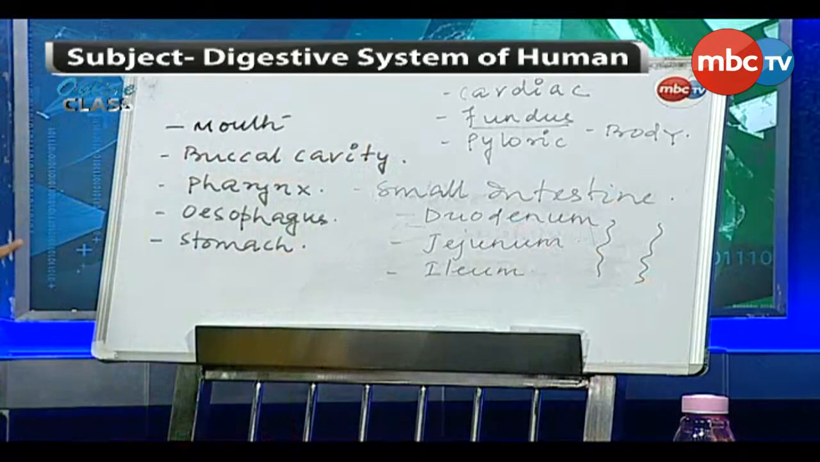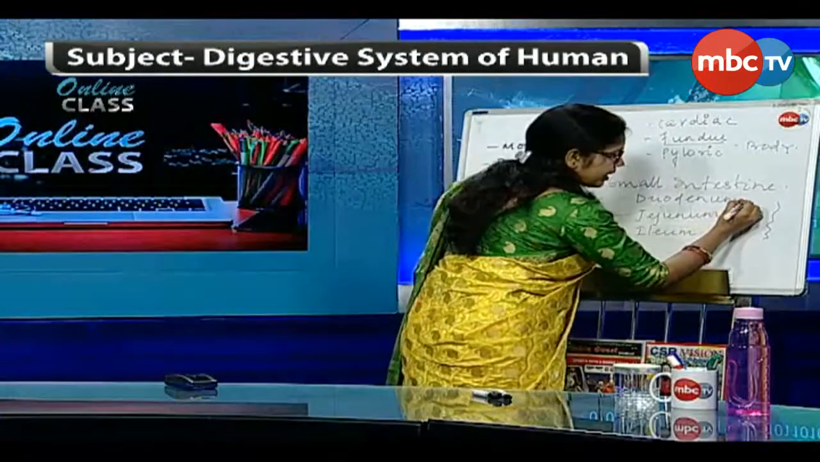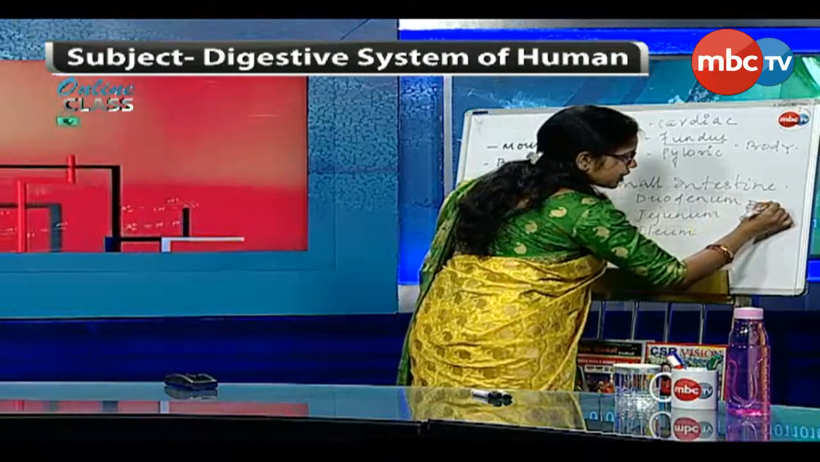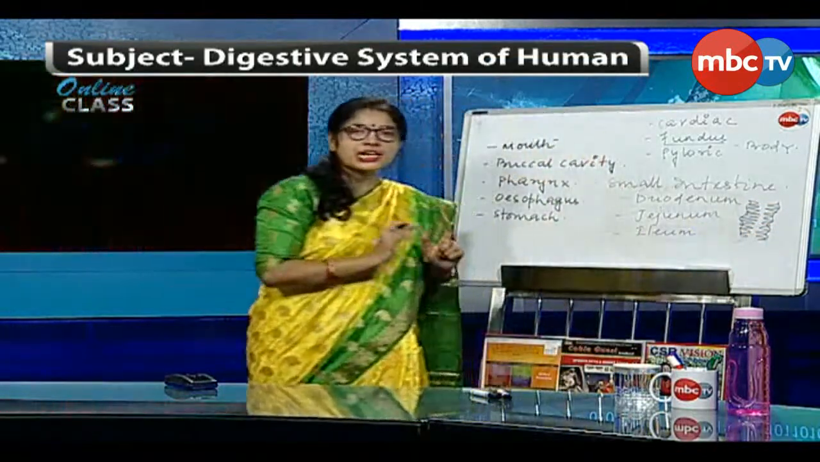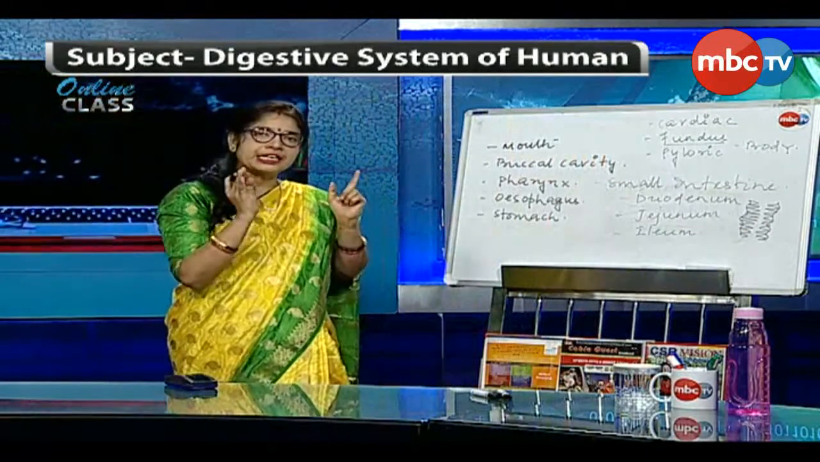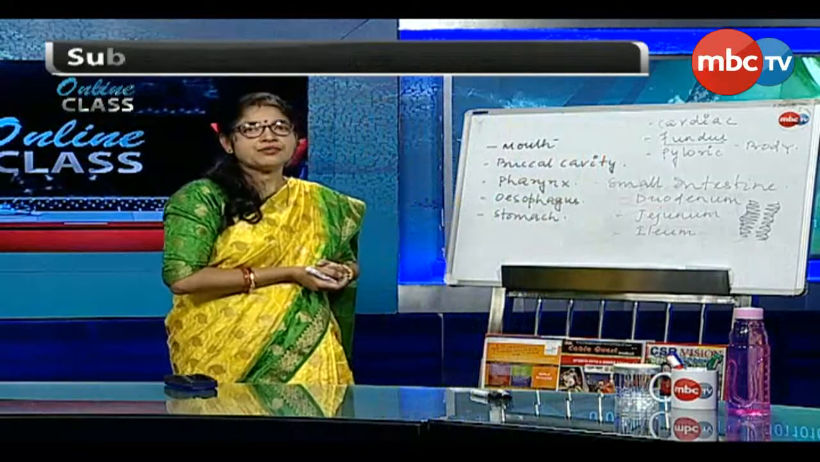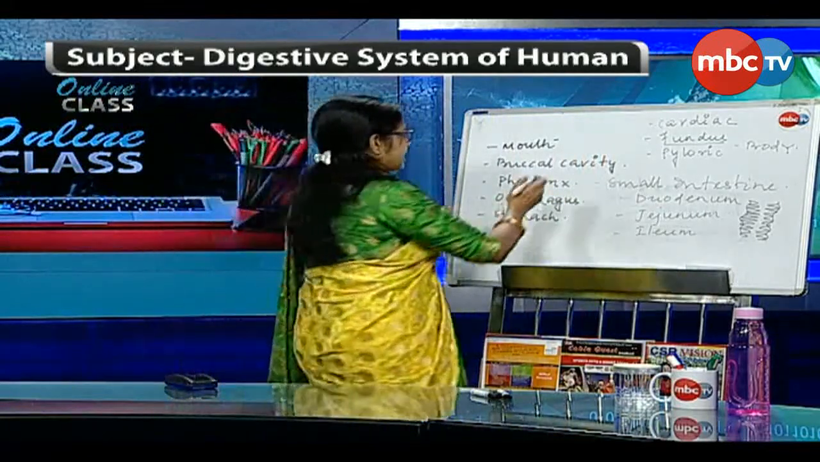Lumen means an internal cavity. On either side of the lumen, there is the presence of a number of finger-like projections. Those finger-like projections which are lining the lumen of the intestine are known as intestinal villi. So, what is the function of intestinal villi?